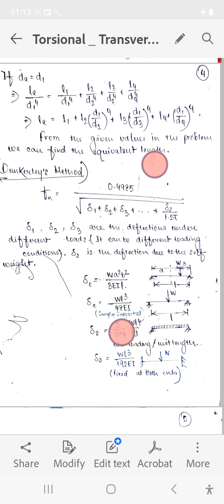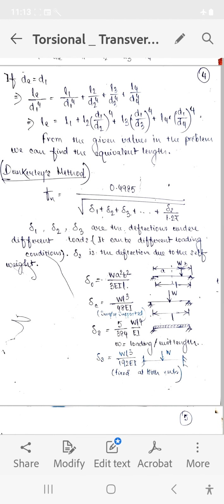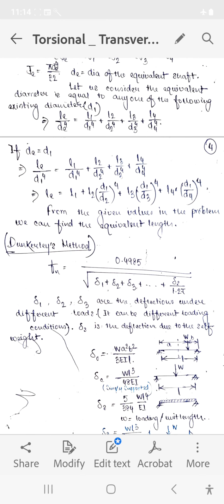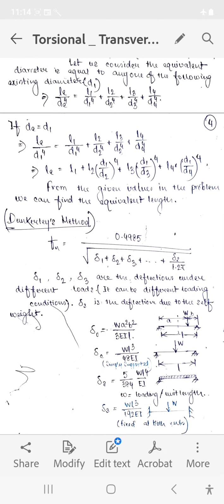Now this is the condition. We shall cover one problem on these things in the next video, because this video is becoming long, and if it is very long, you will lose interest in understanding. This is the Dunkerley formula. You have to remember this for frequency, and it is used to find the frequency of shafts under different loading conditions for transverse vibration. And this is the equivalent length of the shaft for torsionally equivalent shafts. With this I am stopping here. I shall cover one problem on this Dunkerley method in the next video.